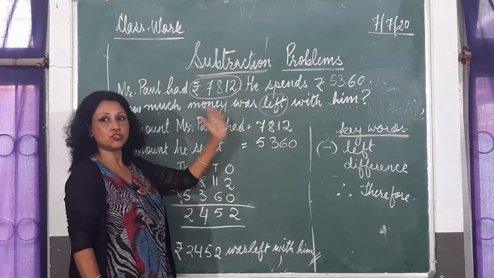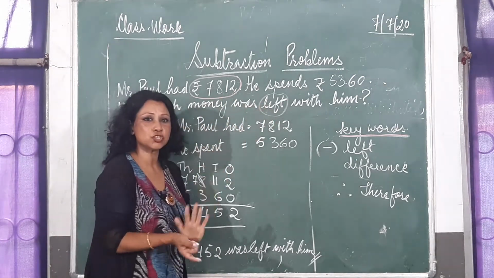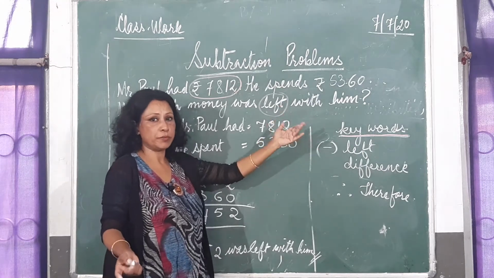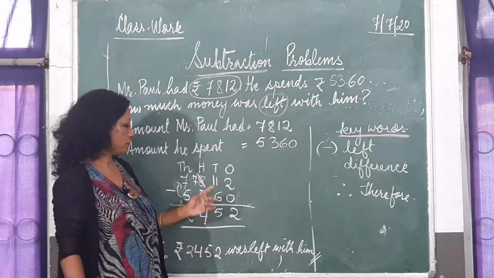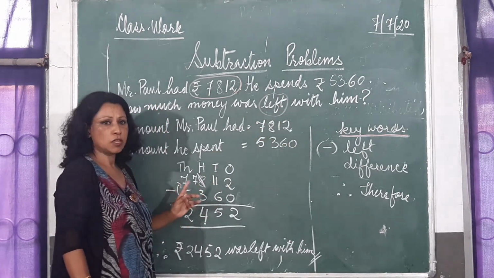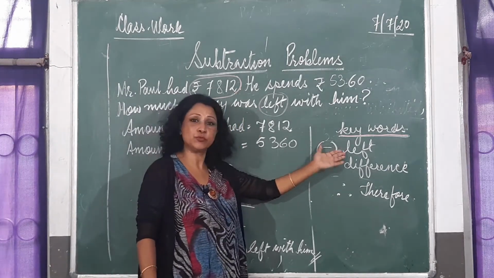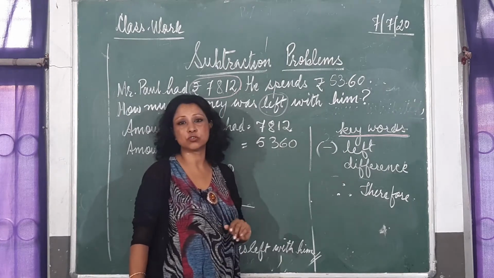And after that you read the last question and find out whether it's addition or subtraction. If the keyword is there, it will help you. It will make your work easy. So "left" is there, and so you're going to subtract. Or if the keyword, sometimes the keywords will not be there. Some children, sometimes this "left" will not be there. Sometimes "difference" will also not be there.